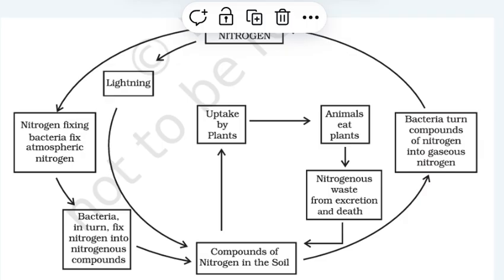The second way is nitrogen fixing bacteria. This bacteria in turn fixes nitrogen into nitrogenous compounds. They are taken up as compounds of nitrogen in the soil. Then bacteria turn these compounds of nitrogen into gaseous nitrogen, and they are again converted into atmospheric nitrogen.